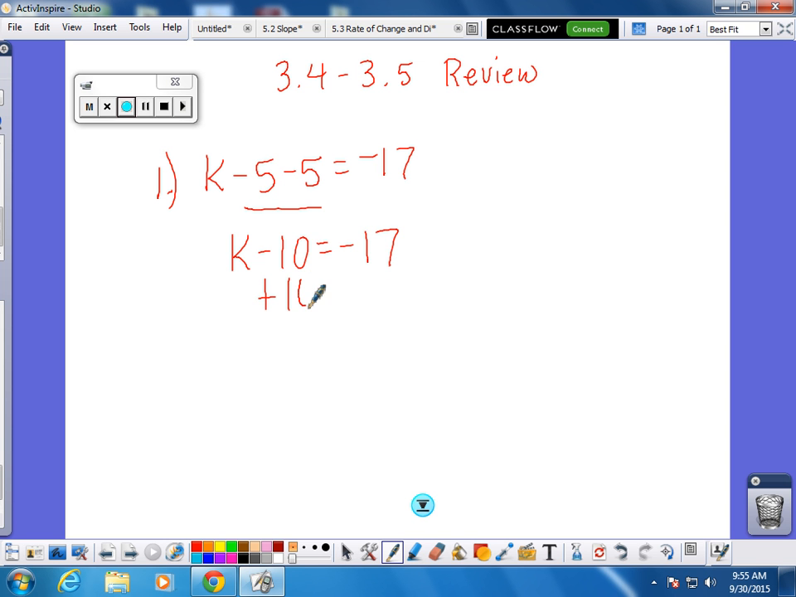So then we've got -10, add 10 to both sides. And so K would be equal because they have different signs. You would subtract, take the sign of the bigger number. Did you get -7? Yes. Very good. All right, number 2.